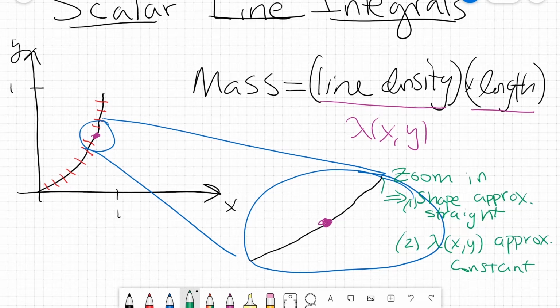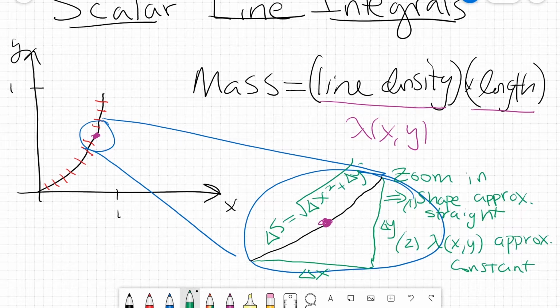We can then find its length by using the Pythagorean Theorem. On the bottom we have delta x, and on the right we have delta y. By the Pythagorean Theorem then, the hypotenuse delta s will be equal to the square root of delta x squared plus delta y squared. So you might be thinking, well, that's just one tiny piece. So how will we consider all of the tiny pieces that make up this whole string?